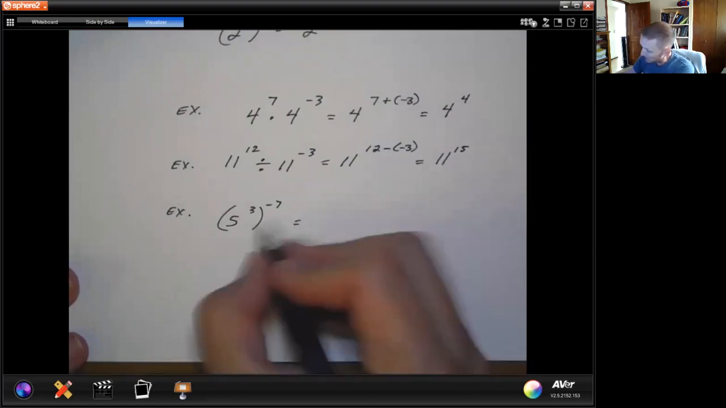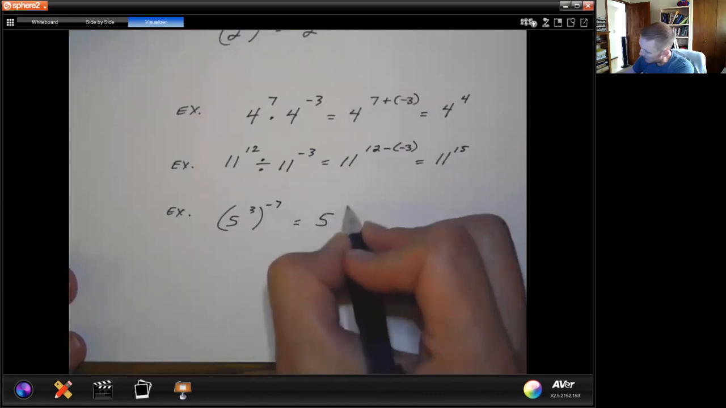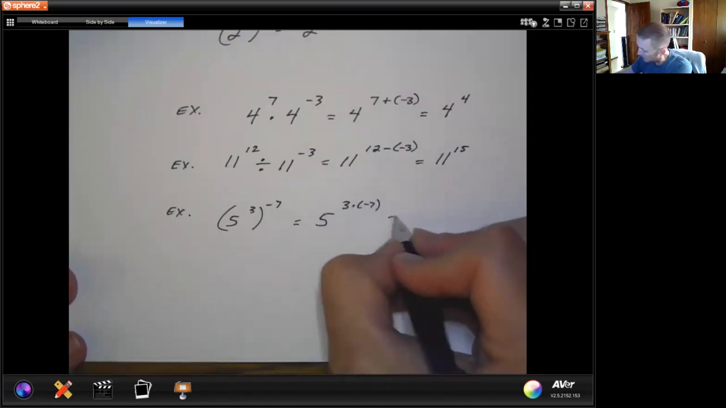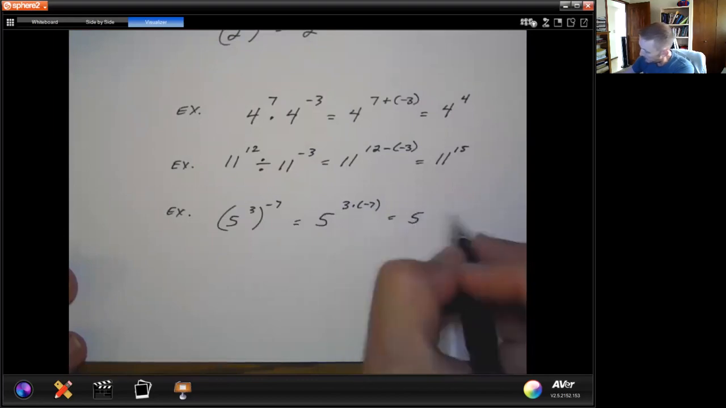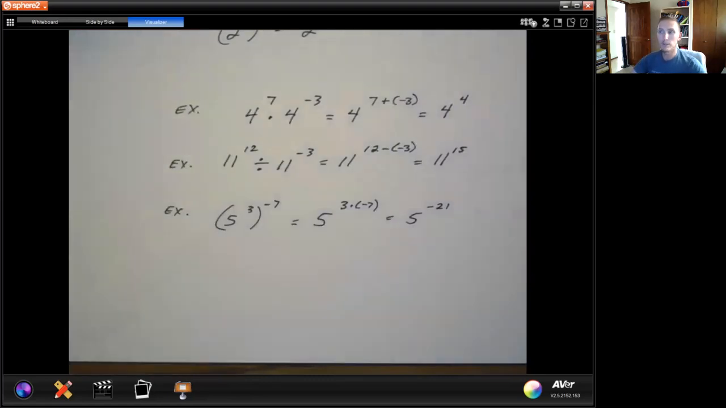And this one here is a power of a power. We have an exponent inside and outside, so this is going to be 5 to the 3 times negative 7. I'm going to multiply those, and that becomes 5 to the negative 21st power. Now we're going to talk very shortly about what to do with negative exponents. So this half of the exponent lesson is going to take us through week 1. So this gets us all the way through the first week of exponents.